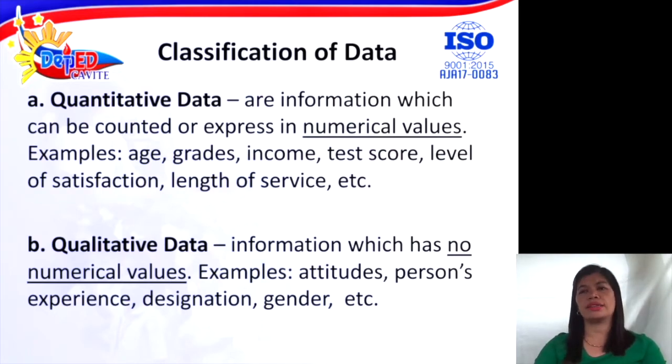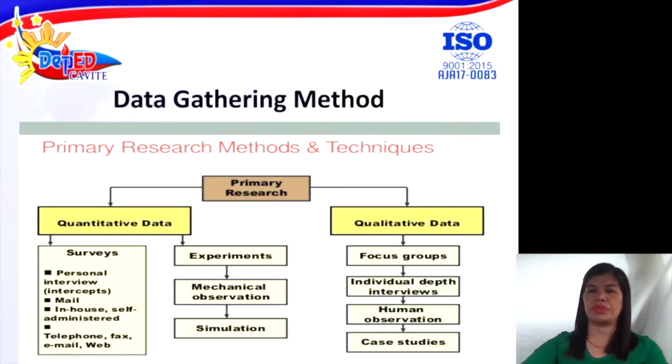On the other hand, the qualitative data, these are the information which has no numerical values. For example, attitudes, a person's experience, designation, gender, and the like. So they are qualitative data.